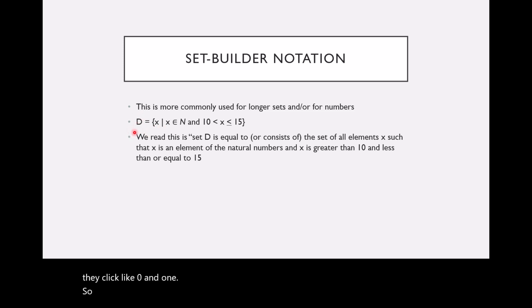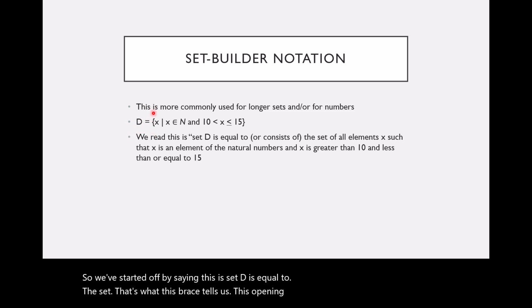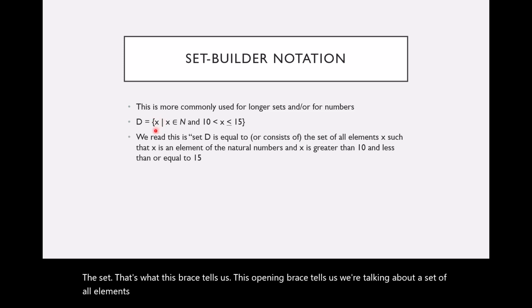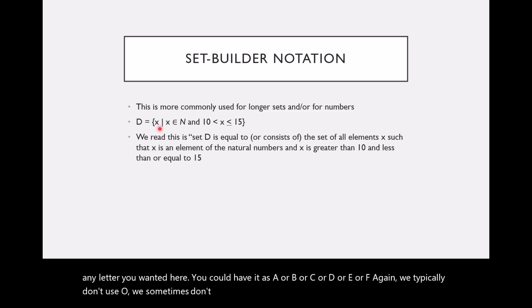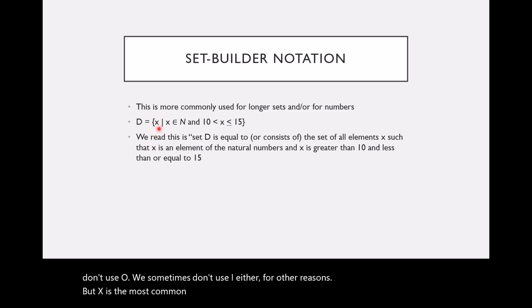So we start off by saying this is set D is equal to the set. That's what this brace tells us. This opening brace tells us we're talking about a set of all elements x. x here is just a variable, and it's the variable we use most often, but you could put any letter you wanted here. You could have it as A or B or C or D or E or F. Again, we typically don't use O. We sometimes don't use I either for other reasons. But x is the most common, but you could have any letter here, and it's always going to be lowercase.